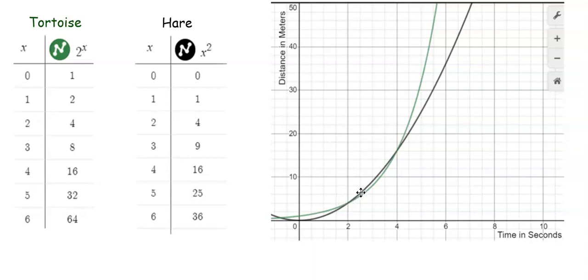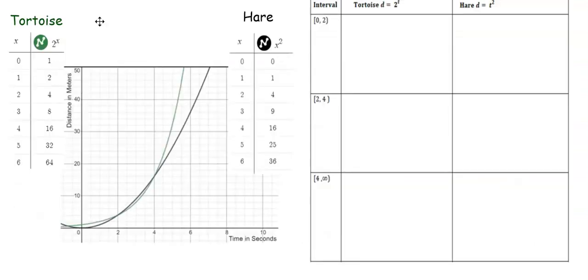So after 2 seconds, they both are 4 meters away from the starting line. And then the hare is going to be in the lead until the time is at 4 seconds, where they are both at 16 meters. And then after 4 seconds, the tortoise stays in the lead. In this task, you're asked to compare average rates of change. So let's find some of these average rates of change so we compare this quadratic model from the hare to this exponential model for the tortoise.